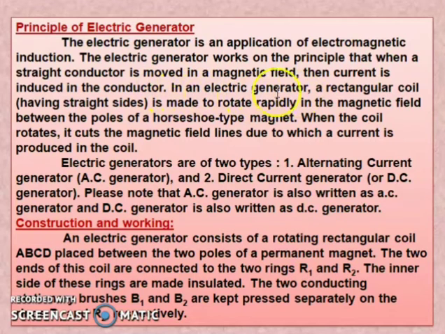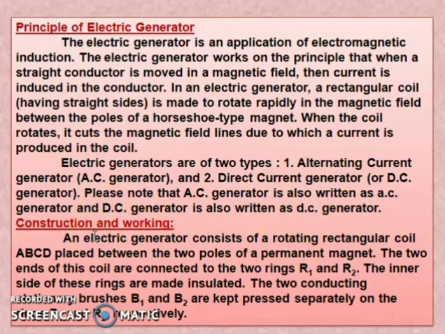In an electric generator, a rectangular coil is made to rotate rapidly in the magnetic field between the poles of a horseshoe type of magnet. When the coil rotates, it cuts the magnetic field lines, due to which a current is produced in the coil. Electric generators are of two types, one is the alternating current generator, which we call AC generator, and the direct current generator, which we call DC generator.